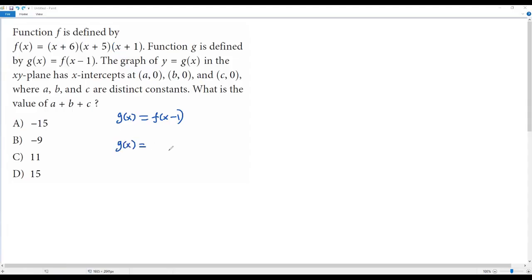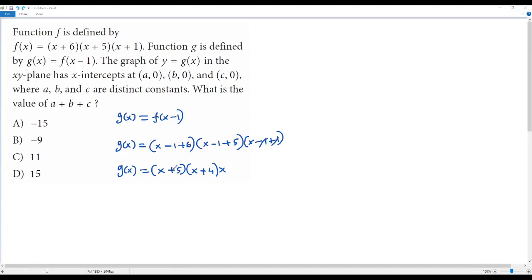That is g(x) = (x − 1 + 6)(x − 1 + 5)(x − 1 + 1). I plugged in x − 1 for each x in the given function f(x). When I simplify, I am getting x + 5 here, and here I am getting x + 4. And here this −1 + 1 will cancel, that is, it will become 0. We get x over here.